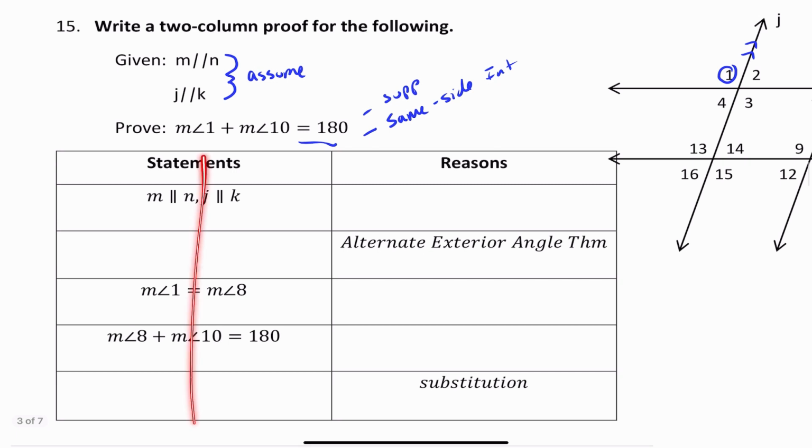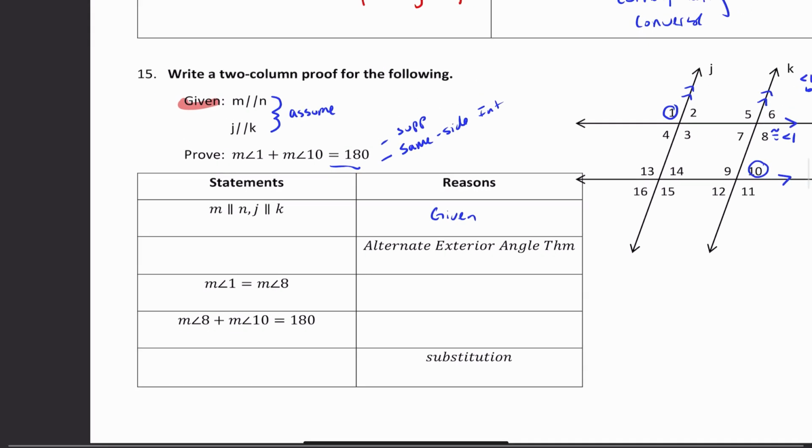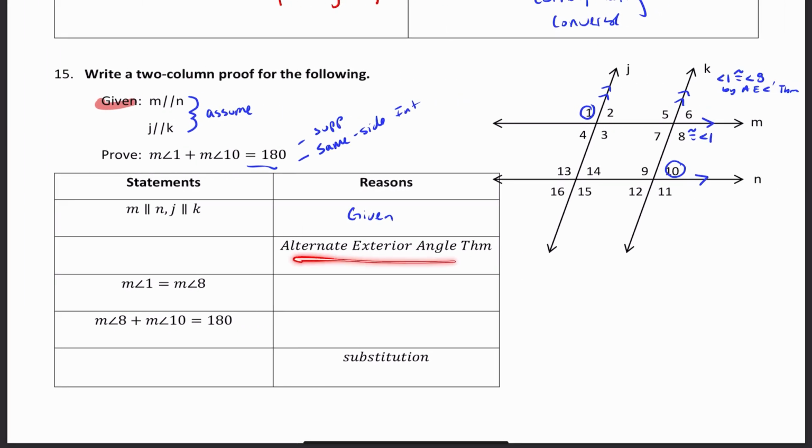We see the statements here, the reasons. M is parallel to N, J is parallel to K. These are the things that we can assume, and that's my given, right? So basically, the reason will always be given, okay? And then here, alternate exterior angles, we said that 1 and 8 are pretty much the same, right? So by the alternate exterior angles theorem, I say that angle 1 is congruent to angle 8.